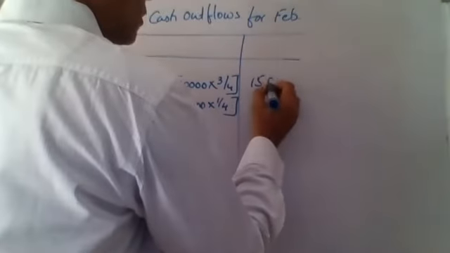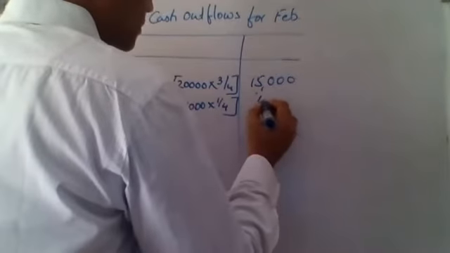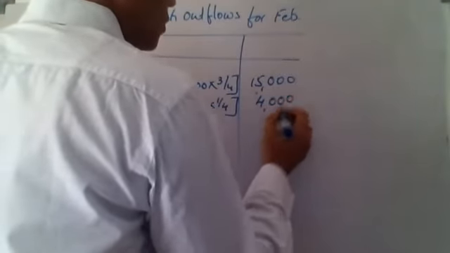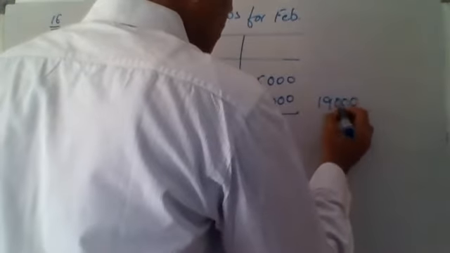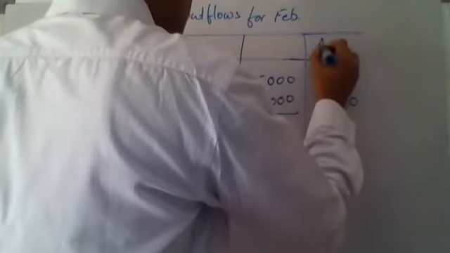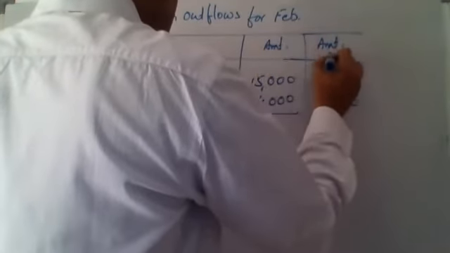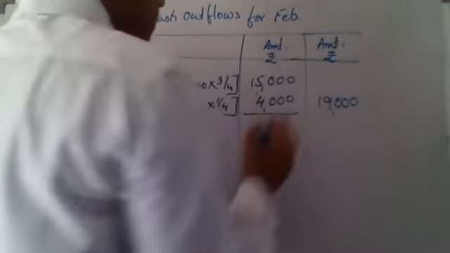In fact, you can make one more column. So I can say they're going to pay 19,000. This is the amount column.